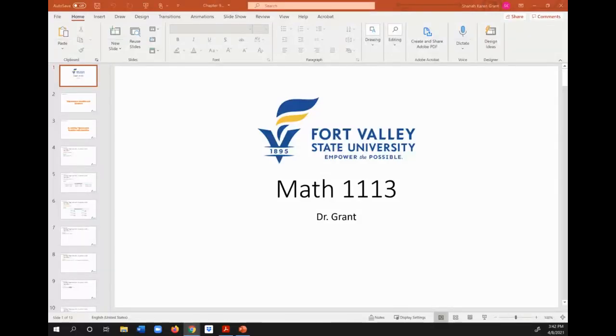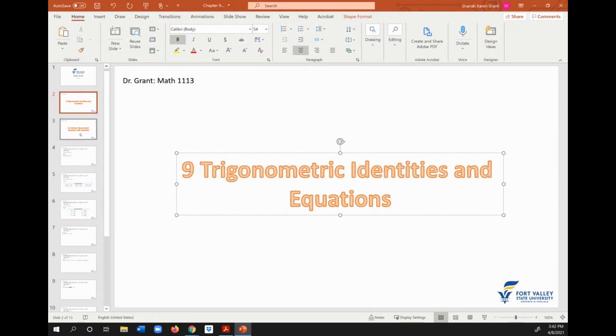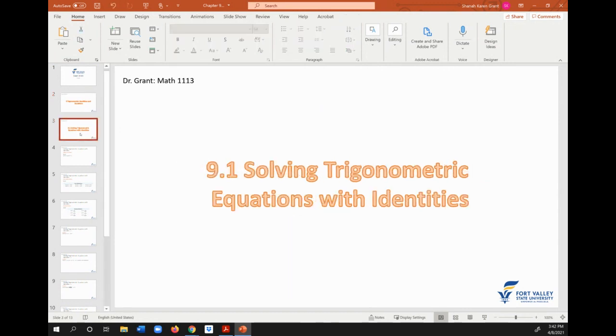Hello, everyone. So in this lecture, we're going to be talking about trigonometric identities and equations, and that is in chapter 9 of our textbook. So specifically, we're going to start by looking at solving trigonometric equations with identities.